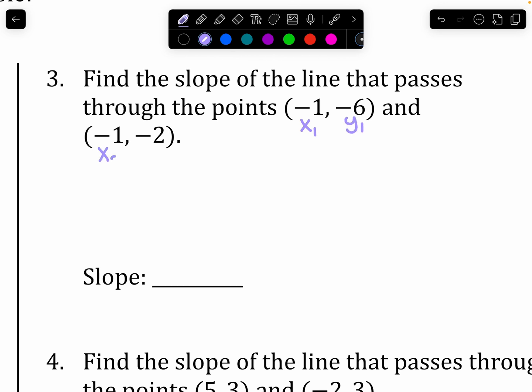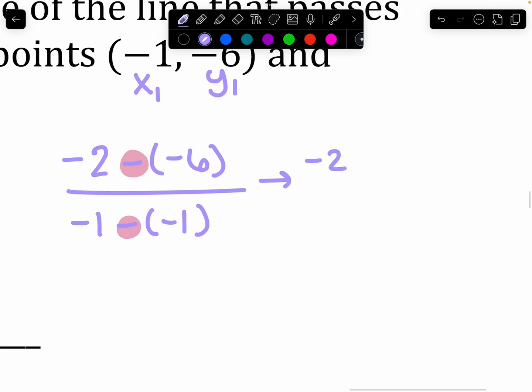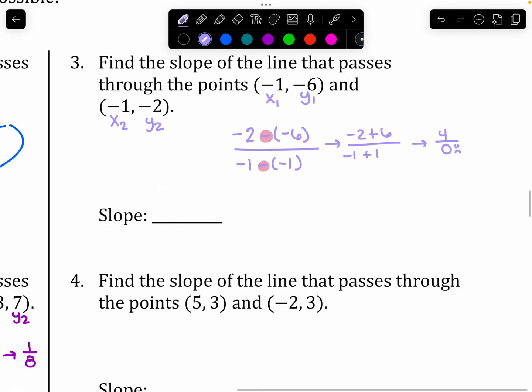Let's take a look at number 3. We've got our x1, y1, and our x2, y2. So we've got y2 minus y1 over x2 minus x1. Remember that this minus sign is from the formula. This will be, sorry if you hear my dogs barking, negative 2 plus 6 over negative 1 plus 1. Negative 2 plus 6 is 4. Negative 1 plus 1 is 0. Oh no, we have a 0 in the bottom. 0 in the bottom is bad. That means that I have an undefined slope.